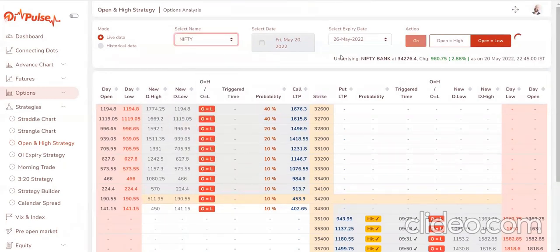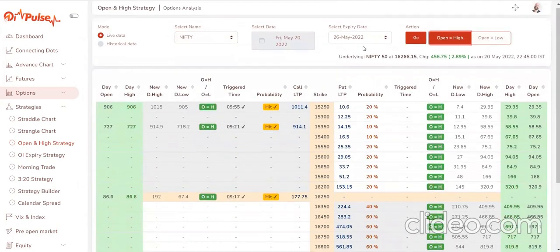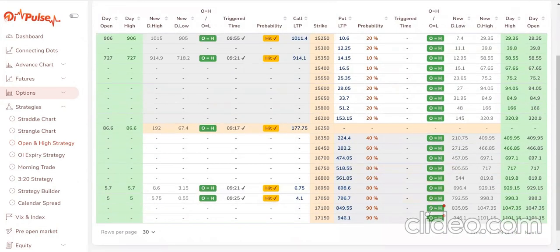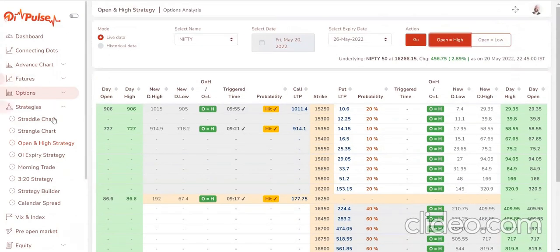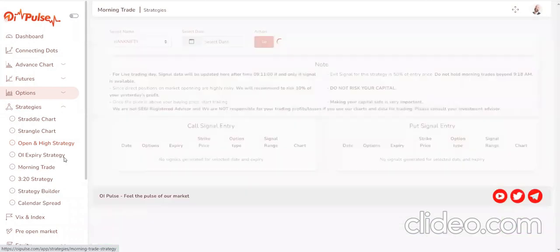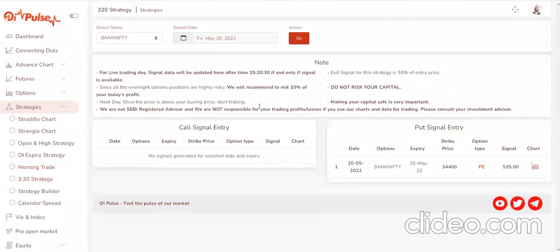This is the same for the Nifty. So they have one strategy. Second is their morning trade. They suggest it based on the AI data. So you can trade on these, as well as they have a closing strategy at the close of the day.